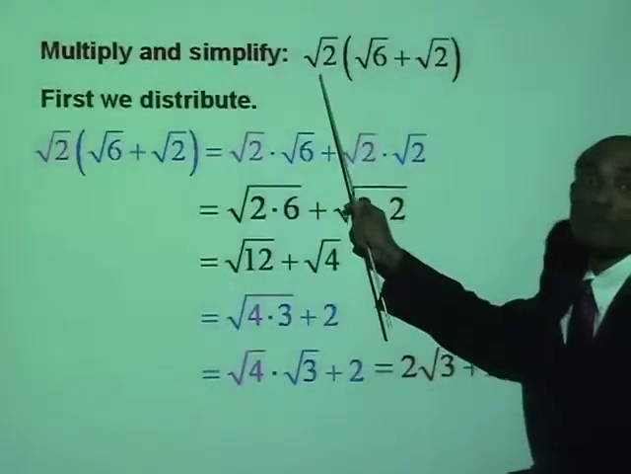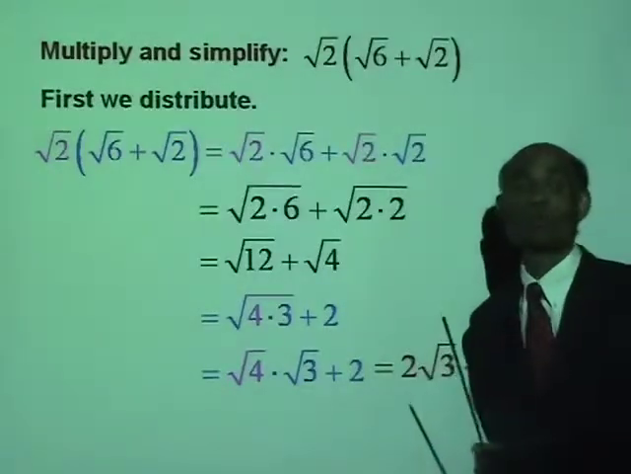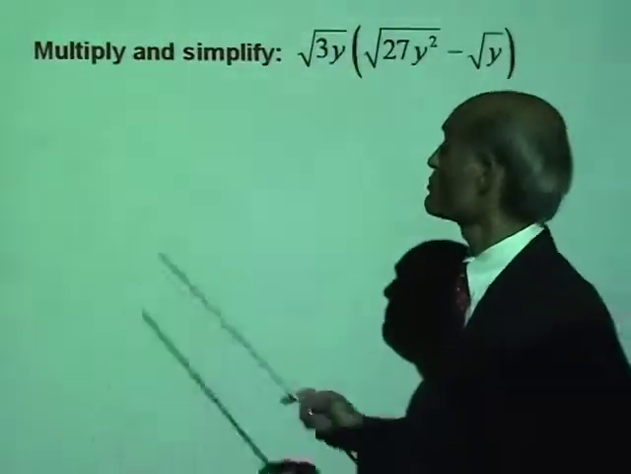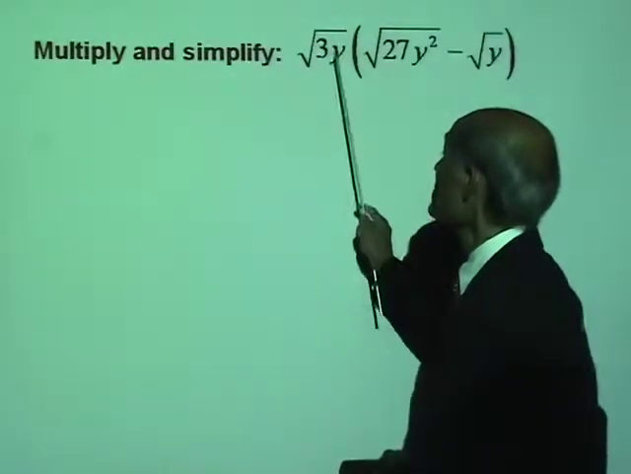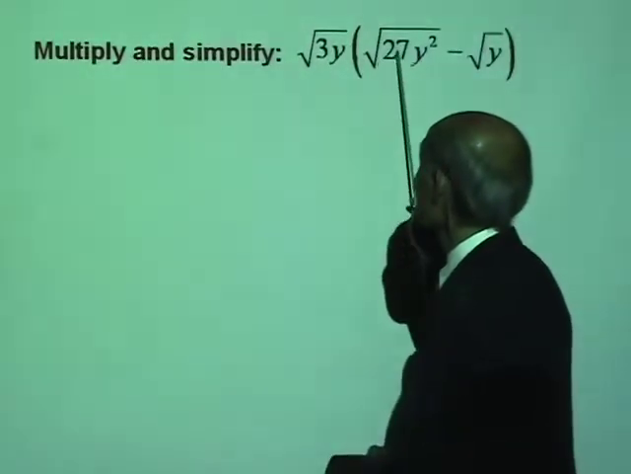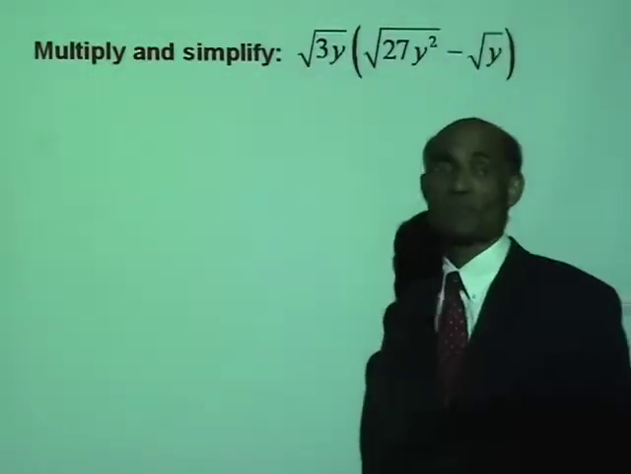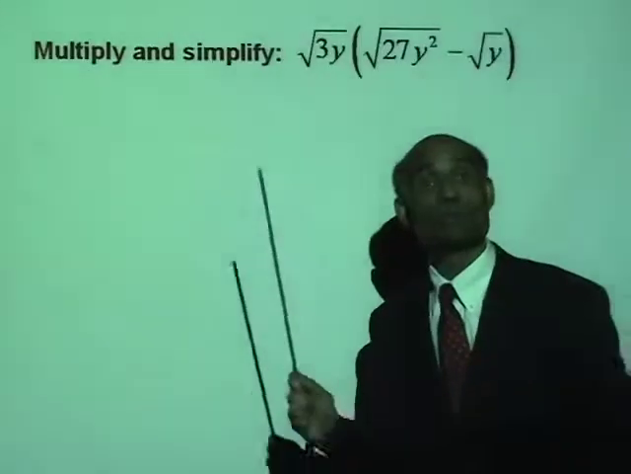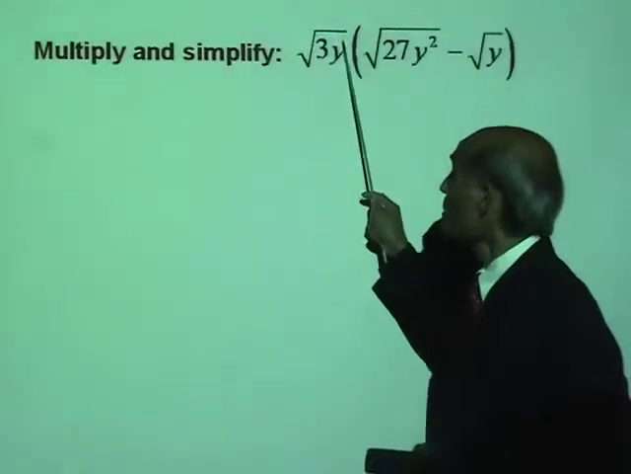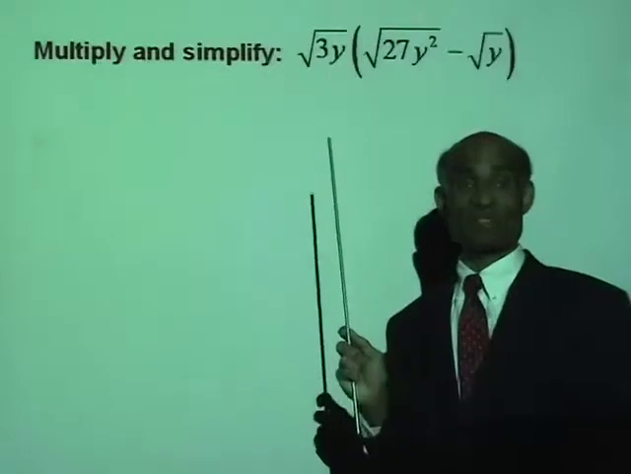Okay. Again, a very important type of simplification. You must be very thorough with doing this kind of simplification. Another one. Multiply and simplify. Square root 3y times, in parentheses, square root 27y squared minus square root y. What do we do? Distribute the square root 3y. So multiply the square root 3y with each of the terms inside the parenthesis.